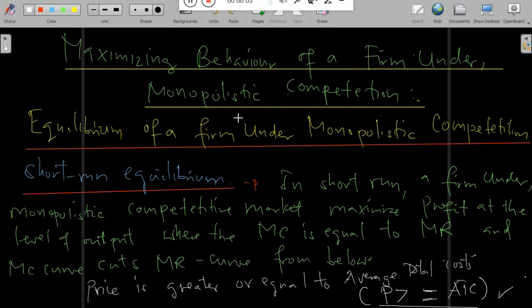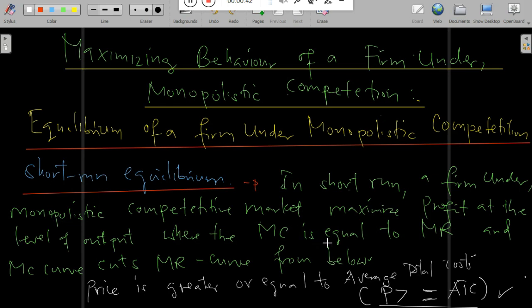Maximizing behavior for a firm under monopolistic competition. We have the equilibrium of a firm under monopolistic competition, that is, short-run equilibrium. In the short run, firms under a monopolistic competitive market maximize profit at the level of output where marginal cost is equal to marginal revenue, and the marginal cost curve cuts the marginal revenue curve from below.